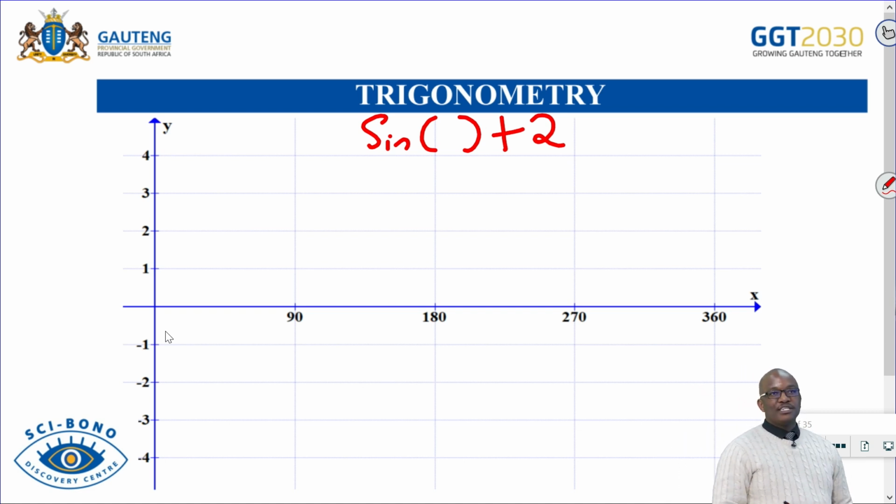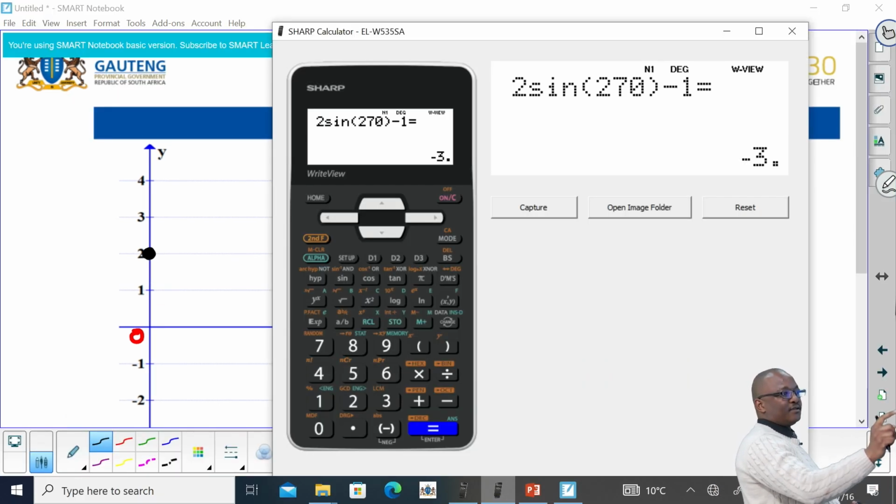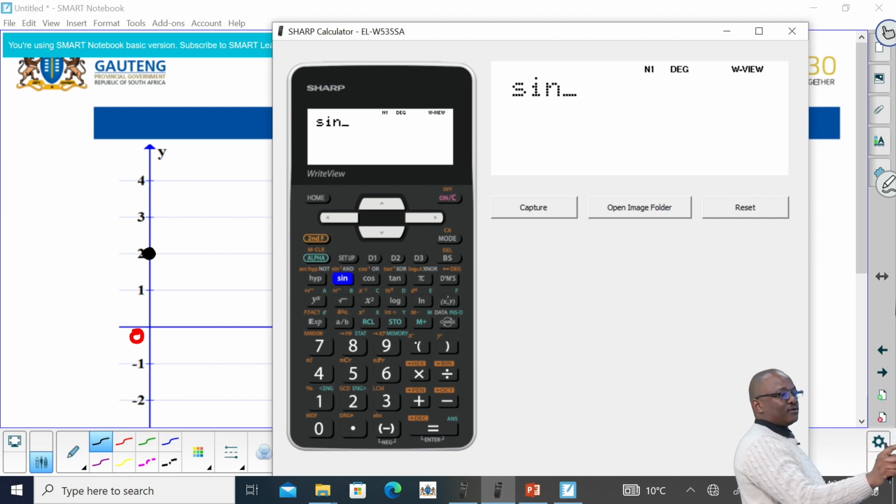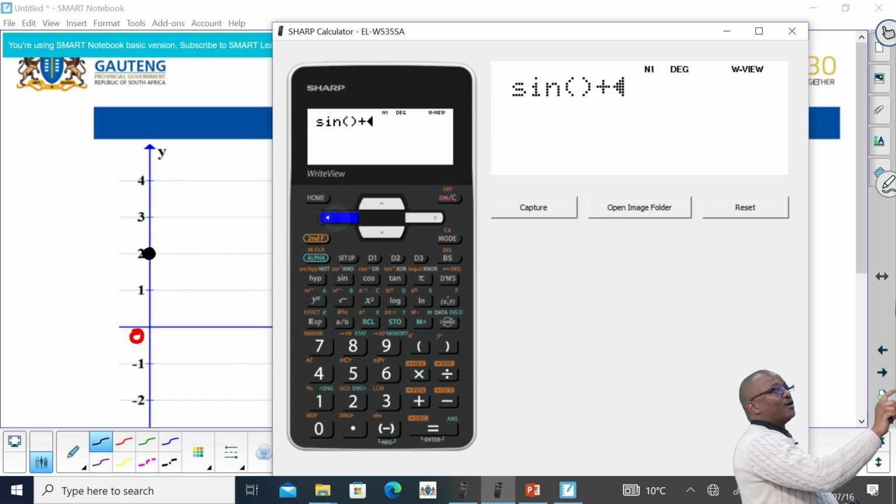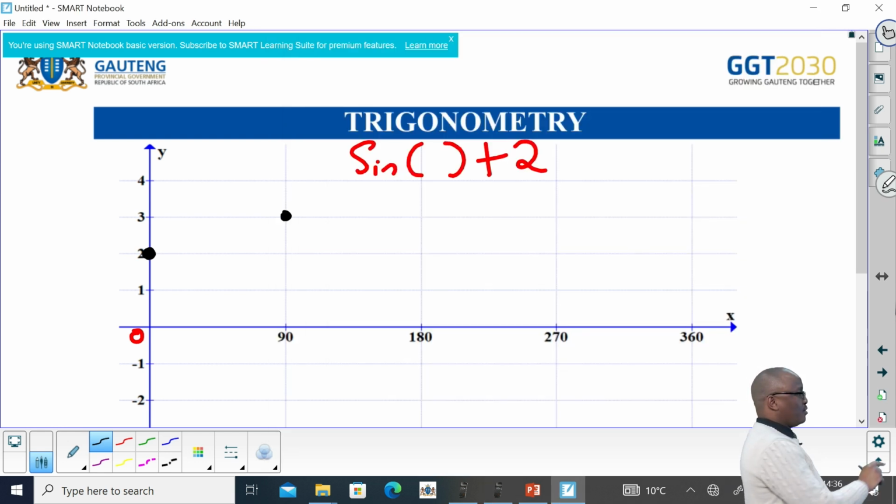Because if you put it inside the bracket, you're going to get some funny numbers. So now, if you punch in your calculator sine 0 plus 2, you will find that your graph will start there at 2. Then if you say sine 90 plus 2, you will find that this graph now will come to 3. So let's double check that. If I have sine, close bracket, plus 2, then we substitute 90, we get 3, which was correct.